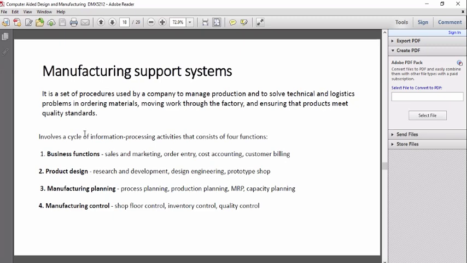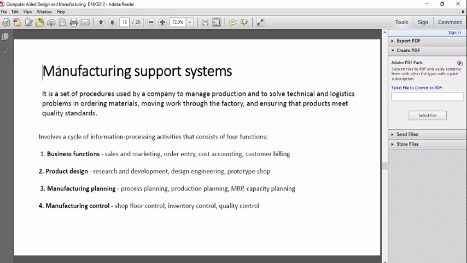So these are the activities, few examples for manufacturing support functions, like business functions, which is sales, marketing, order, cost accounting, billing, and all like that. And product design, research and development, design, prototype shops, like that. Planning, processing, manufacturing planning, process planning, production planning, material requirement planning, capacity planning, and manufacturing control, shop floor control, inventory, quality control, these kind.